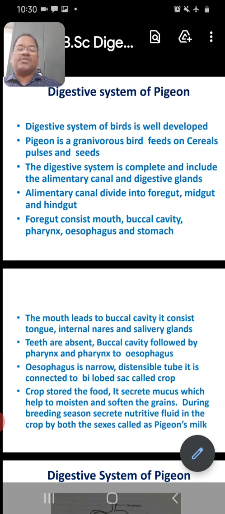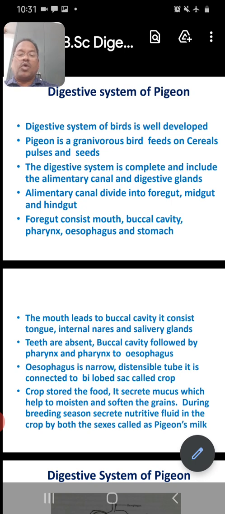The buccal cavity is followed by the pharynx, and the pharynx leads to the esophagus. So from the buccal cavity to the pharynx, a tubular structure is present, which is called the esophagus, present in the neck region. The esophagus is a narrow distensible tube. It is connected to a bilobed sac, which is called the crop. The crop is a special character of the bird, particularly the granivorous birds.